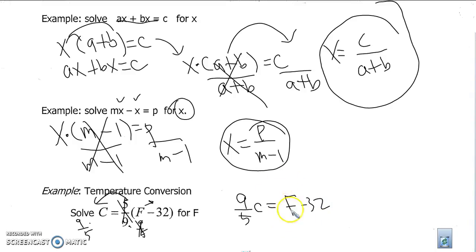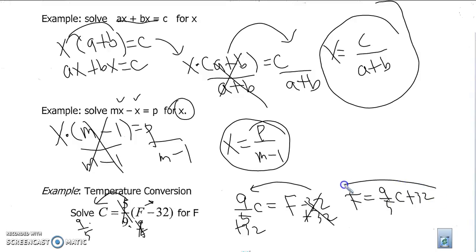I want to isolate F because I'm solving for F, so you're going to move this to the other side by doing the inverse. Add 32, add 32, because the opposite of minus 32 is plus 32. And then you're solving for F, so F is 9 over 5 C plus 32. And that's the answer.